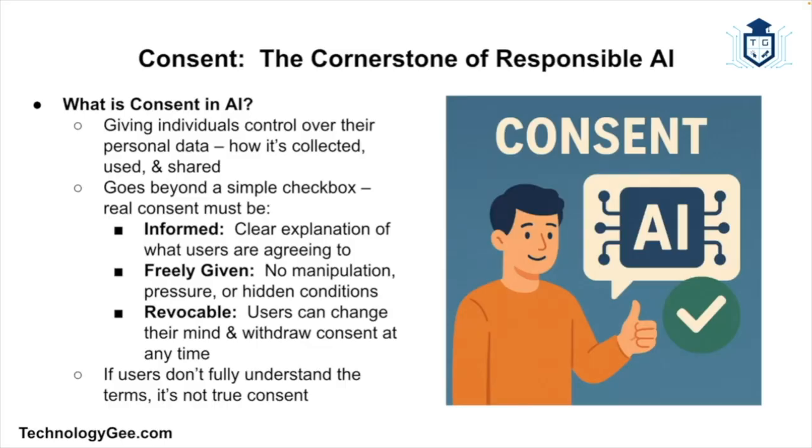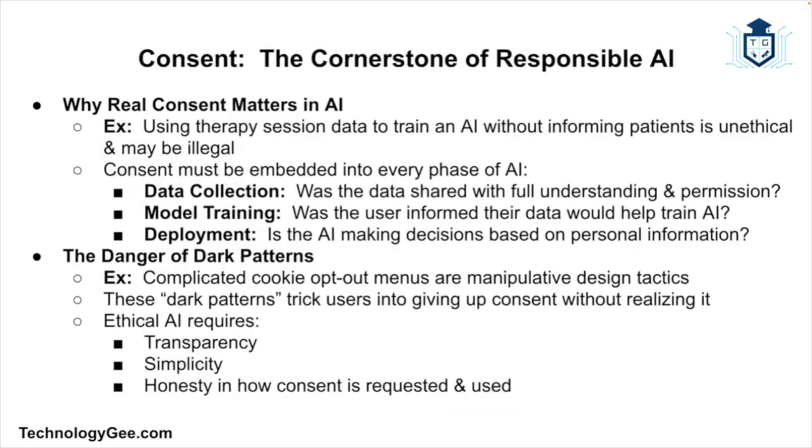So if someone says, sure, you can use my data, but they didn't understand the terms, then that is not real consent. So why does AI need real consent? Well, let's say a company trains an AI to recommend mental health treatments. It uses patient data from therapy sessions, but the patients were never told their information would be used to train a machine. That's not just unethical, it could also be illegal.